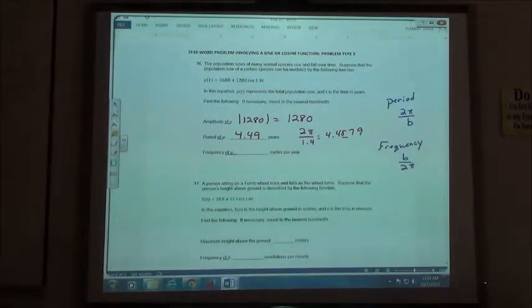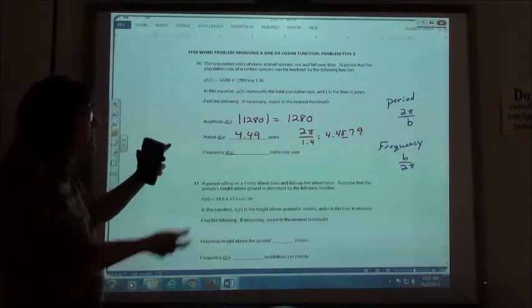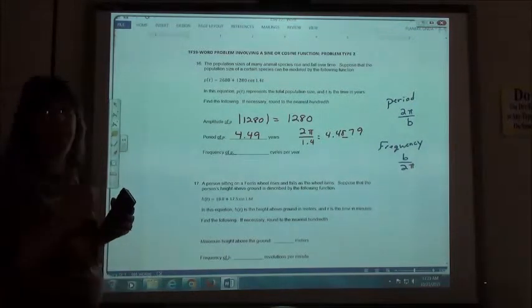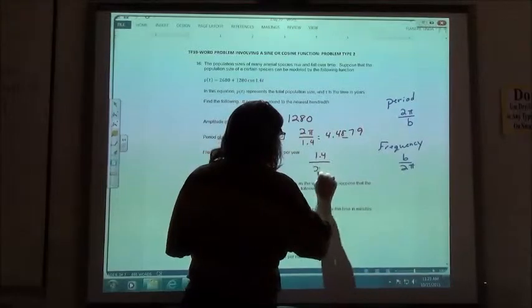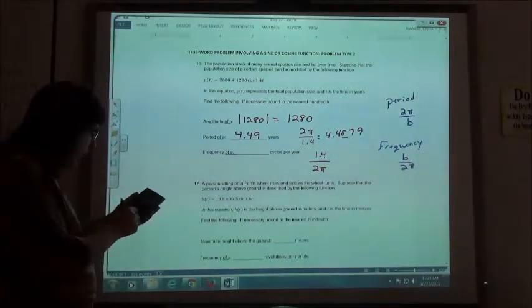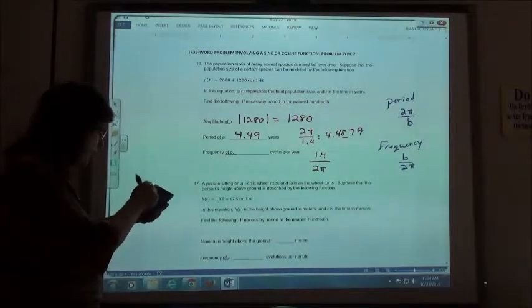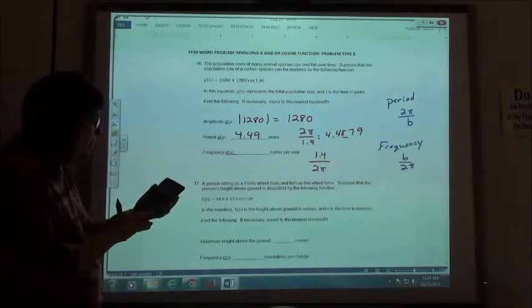My frequency of cycles per year, how many cycles per year am I going to get? I'm going to basically just flip my period upside down and do b over 2 pi. So I'm going to have 1.4 over 2 pi. And again, I would just use my calculator and do 1.4 divided by 2 shift pi. So the 2 pi shows up right under, or right behind the division.